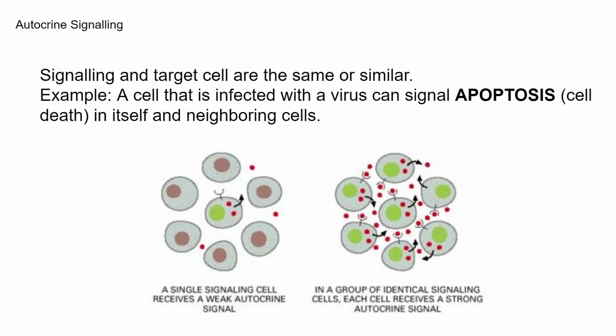In itself, enabling cell. So a single cell receives a weak autocrine signal. This one receives a signal saying, "Hey, I need to undergo apoptosis." And then all the identical cells will receive that signal, and then they will also start to undergo that apoptosis, that programmed cell death.